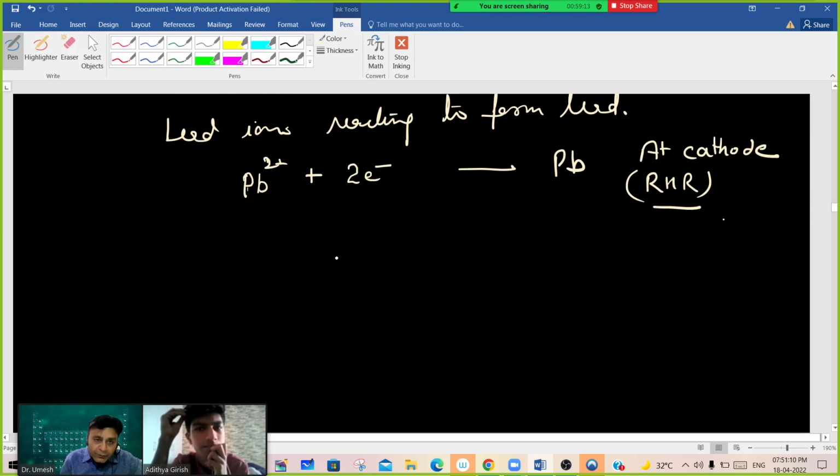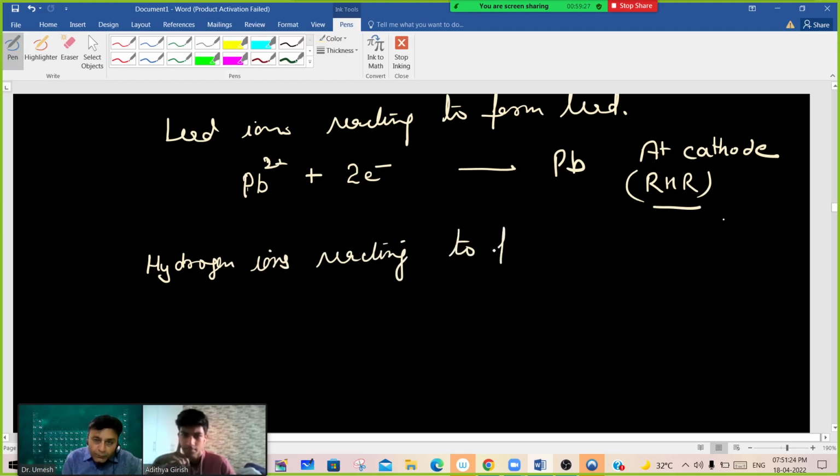Now I'm giving you another question here. Hydrogen ions reacting to form hydrogen gas. Can you work upon this? Hydrogen ions, so that's H plus, H positive ions, plus electron, to give H2 gas.